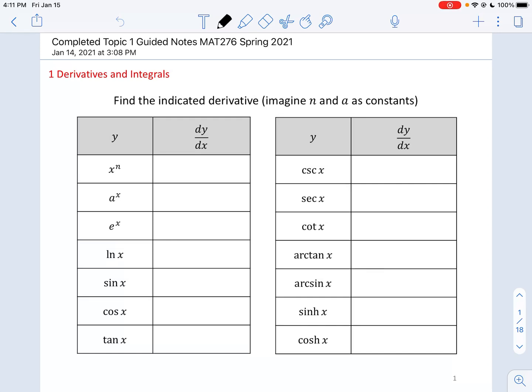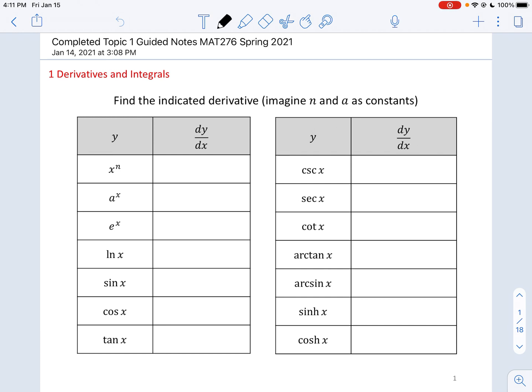Hello, differential equation students. In this video, we will simply review derivatives and integrals that are likely to show up at some point in this semester of differential equations. Let's begin with derivatives. Find the indicated derivative. Imagine n and a as constants.